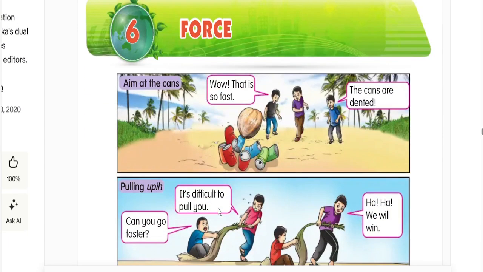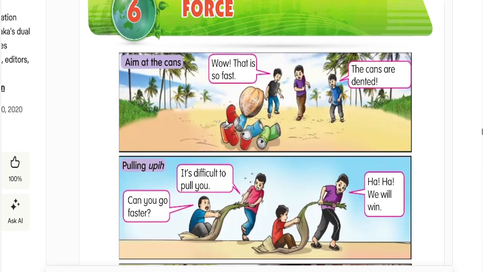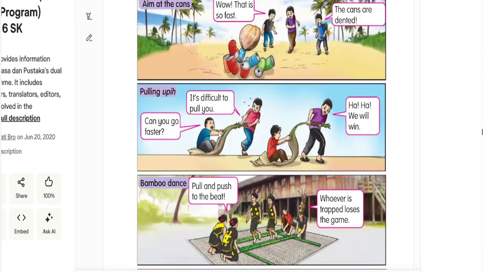Okay, let's start with force. So in this picture, you can see the cans. The shape of the cans is changing, right? With the help of this rock, or I think it is coconut. Then there are some guys who are pulling each other.